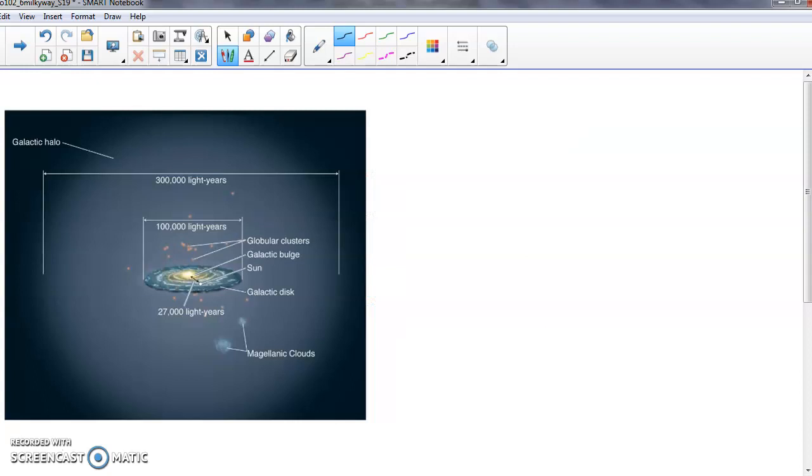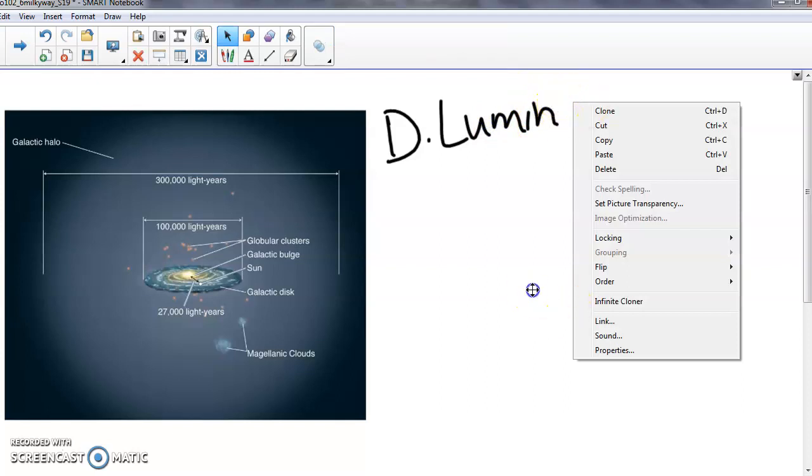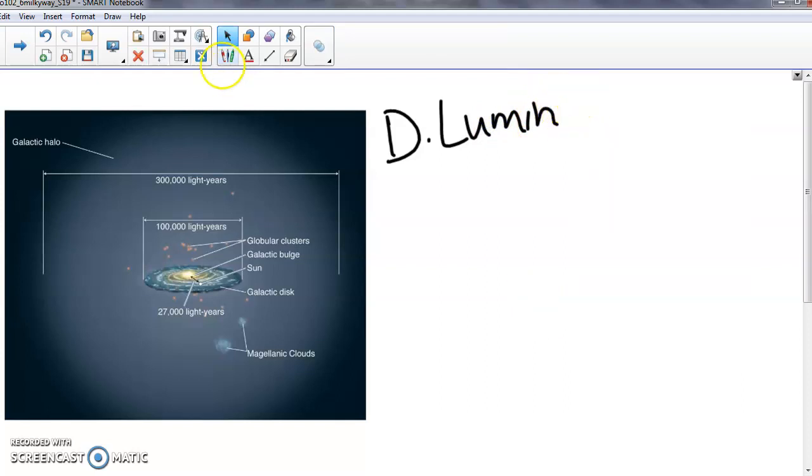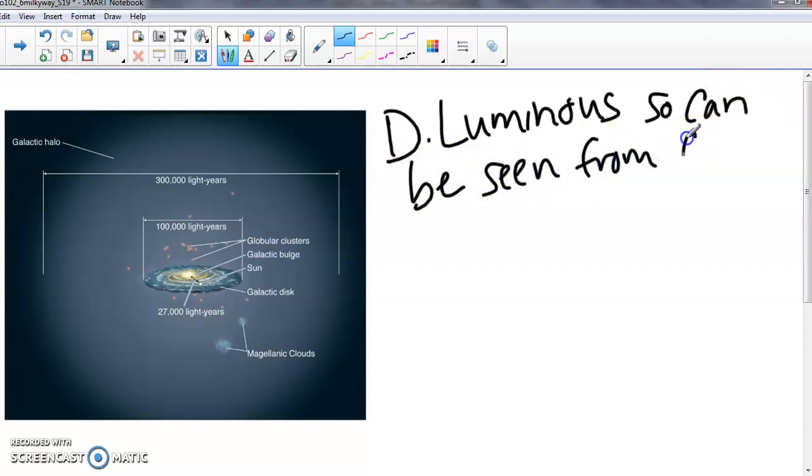So, what else do we know about these guys? Well, they are luminous because you get 100,000 stars or 200,000 stars together, and they're pretty bright. So they're luminous. And so we can see them, we can study them from where we are in the Milky Way. So they can be seen from far away, because a lot of them are far away from us.